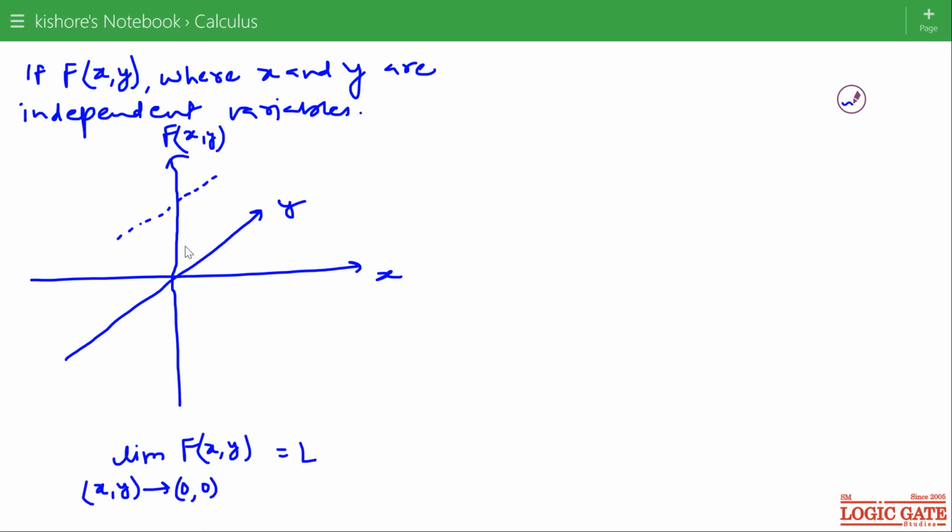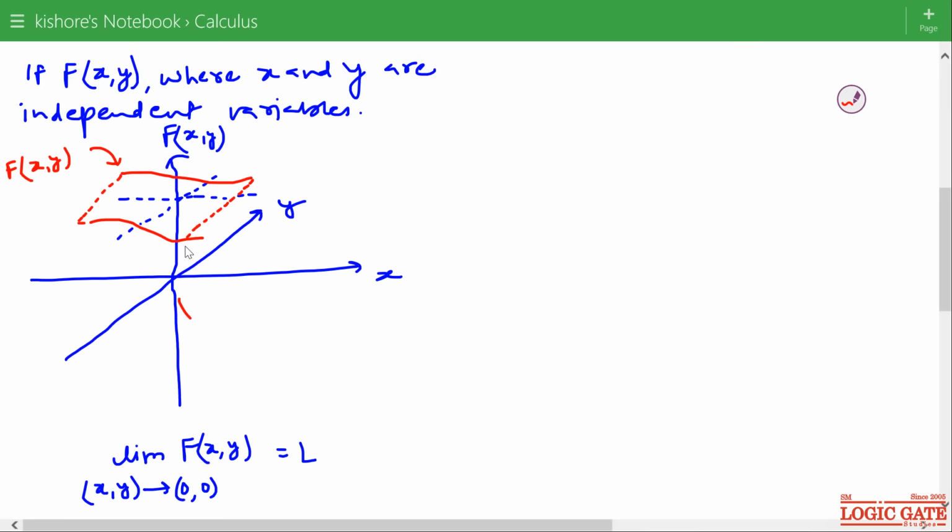Let us draw a function. This is the three-dimensional plot. Suppose this is any function f(x,y), which is function of x as well as y, and at (0,0) the value of function is L here. Now in case of two variable function, we can approach this point (0,0) from many ways.